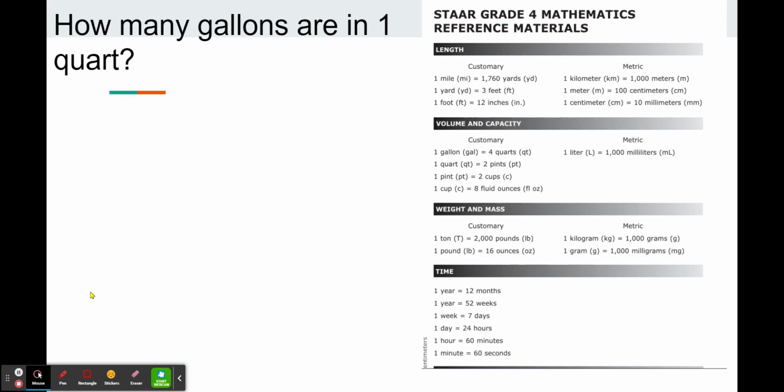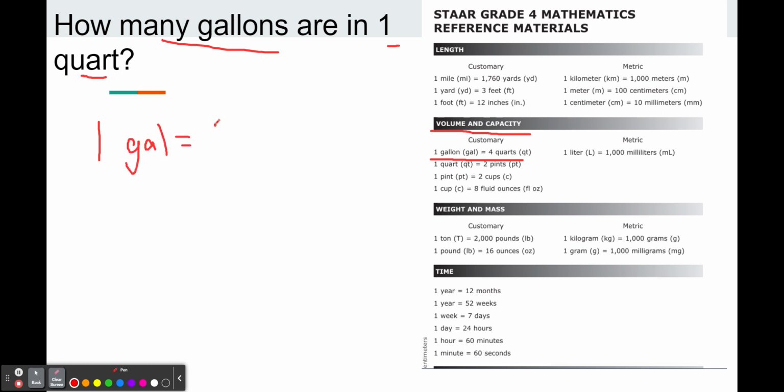All right, so first thing we're going to go ahead and do is figure out how many gallons are in 1 quart. So I have our star reference chart over here, and I know that gallons and quarts have to do with volume and capacity. So I see over here that 1 gallon is equal to 4 quarts. So I'm gonna put that right here. So 1 gallon is equal to 4 quarts, right?